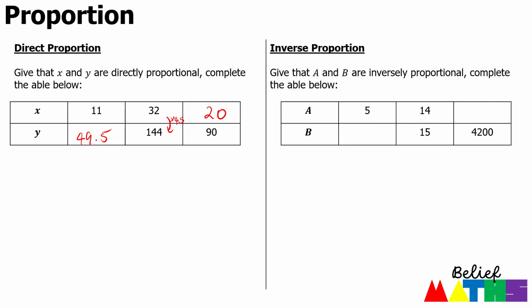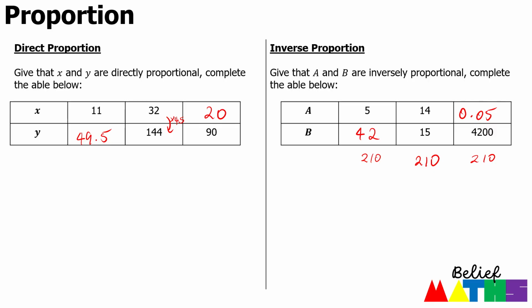Inverse proportion, however, remember we find the total underneath. So 14 times 15 gives us 210, and we know this all needs to be 210 every single time. So we can do 210 divided by 5, and that gives us 42. And we can do 210 divided by 4,200. It's not 4,200 divided by 210, it's 210 divided by 4,200, which gives us 1 over 20, or 0.05. Again, the way to check your answer at the end is do that 0.05 times your 4,200, and you should get back to your 210.